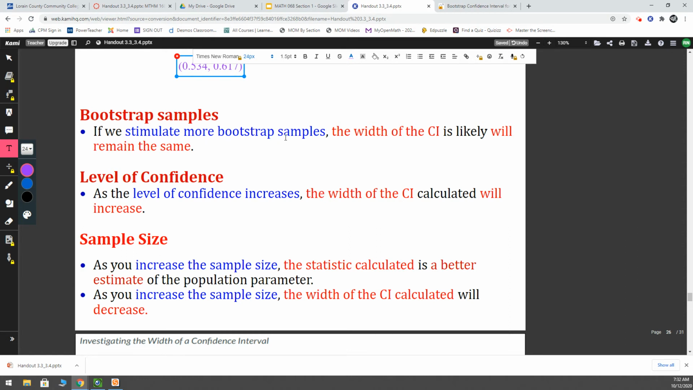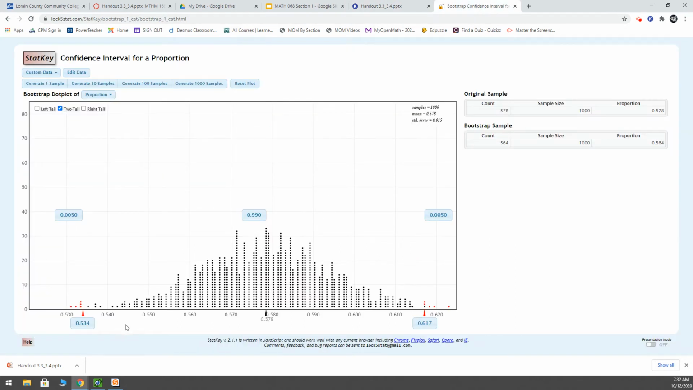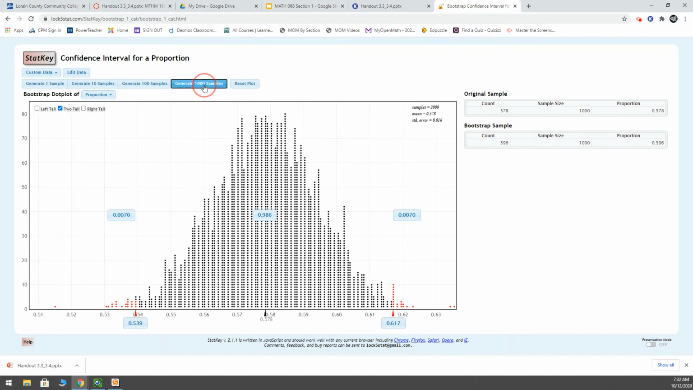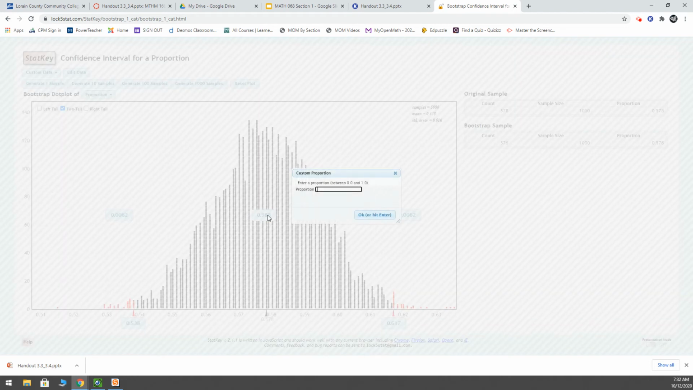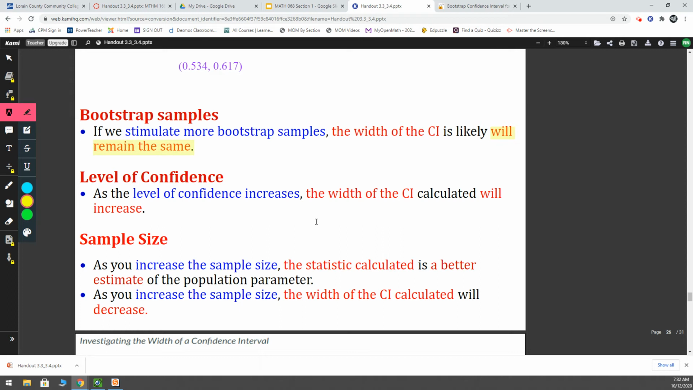It says if we simulate more Bootstrap samples, the width of the CI will, and these are important, I would suggest you highlight them, underline them, do what you have to do here, will likely remain the same. Just because you make more Bootstrap samples, the CI will stay approximately the same. If I go back here, see my CI 0.534 and 0.617, let me generate some more. And hold on, I got to change it back to 99. And you can see I'm at 0.537, 0.617. My CI will likely stay the same because I've generated more samples. Not exactly. It always changes slightly, but more than likely it stays pretty close to the same. And notice it says likely will remain.